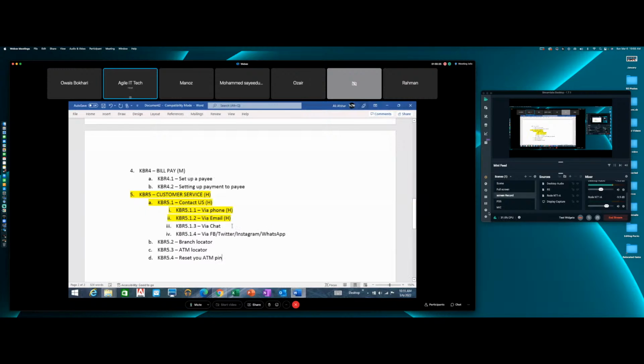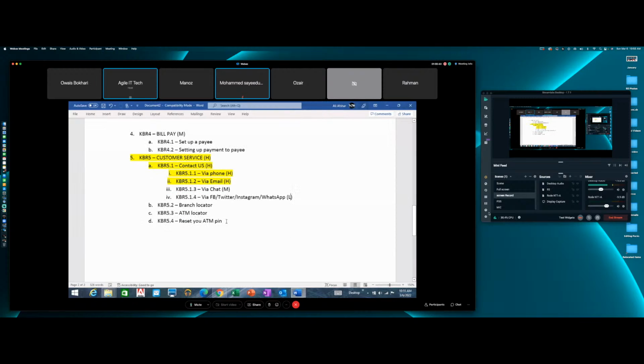What about via chat? Chat, medium. Yeah, that's medium. Twitter, Instagram, Facebook: low, low, low. Branch locator, ATM locator, reset your ATM pin. Reset your ATM pin is high. How many times have you done that? Low or medium? Yeah, medium maybe. Not much.